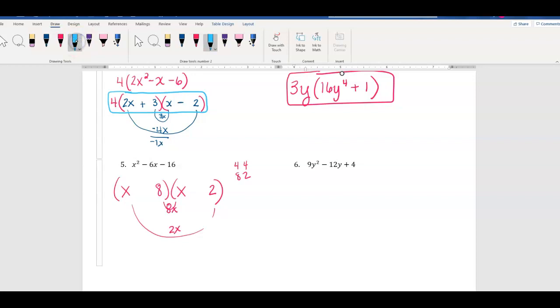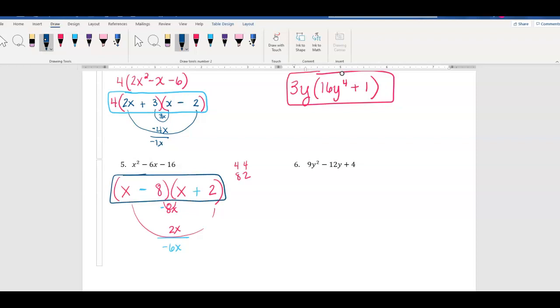Is there some way that I can get negative 6x? Well, sure. If this is negative 8x plus 2x, I get negative 6x. How do I make that negative 8x? I put a negative there and a positive there. Let's just go back through and double check. X times x is x squared. Negative 8 times 2 is negative 16. Okay, let's check that middle term then. That negative 8x, 2x, negative 6x, we win.